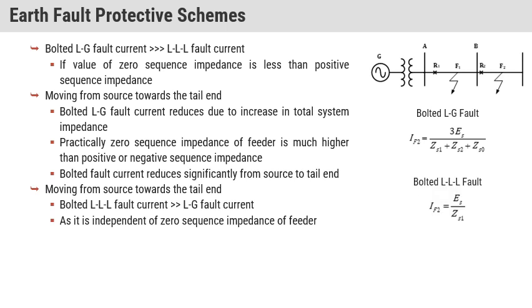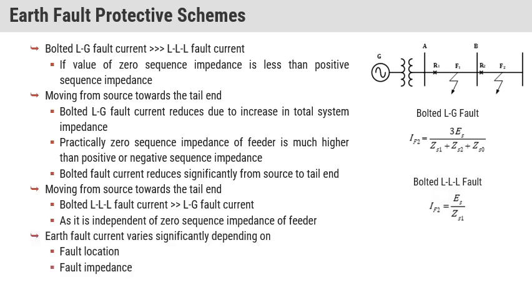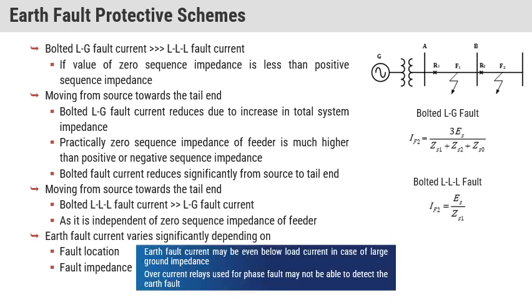So earth fault current varies significantly depending on the fault location and fault impedance. Fault current may even be below load current in case of large ground impedance. Overcurrent relays used for phase faults may not be able to detect the earth fault.